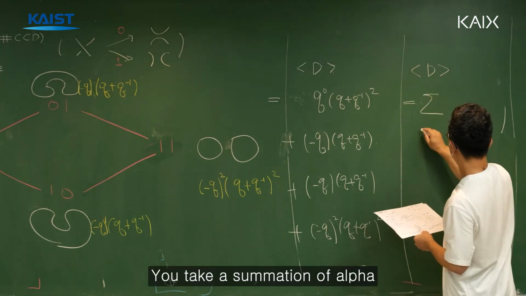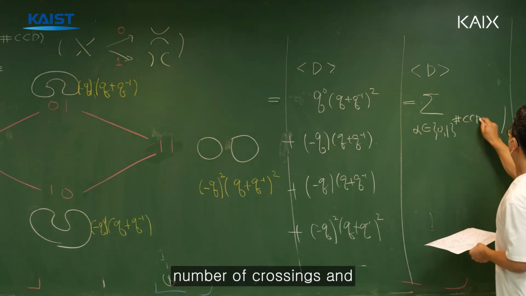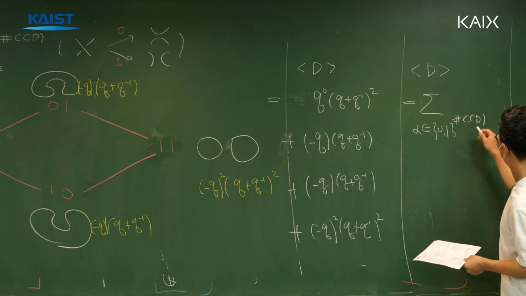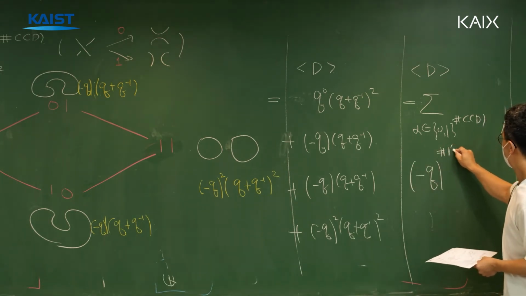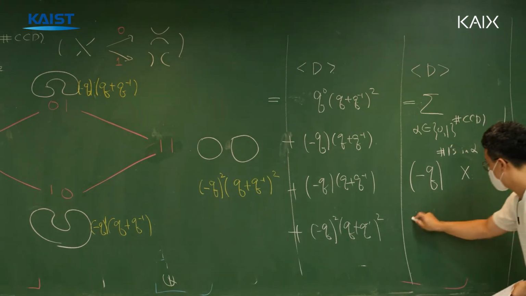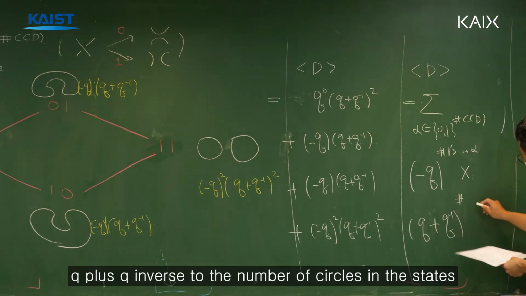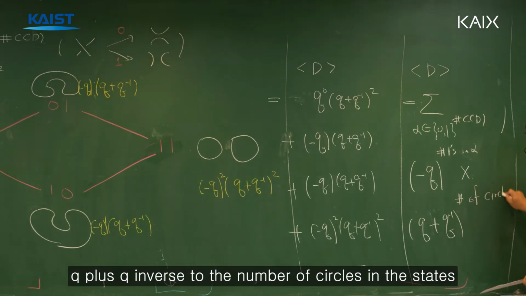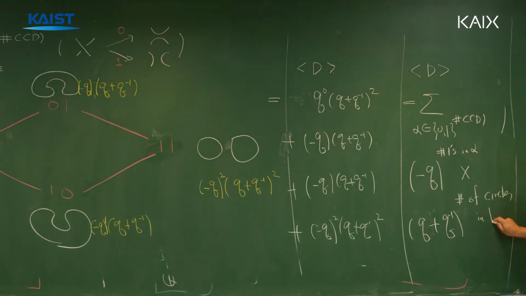You take a summation over alpha, which is contained in {0, 1} to the number of crossings, and you do minus Q to the number of 1s in alpha, multiplied by Q plus Q inverse to the number of circles in this state. So let's call that gamma alpha. Okay. So this is the formula.